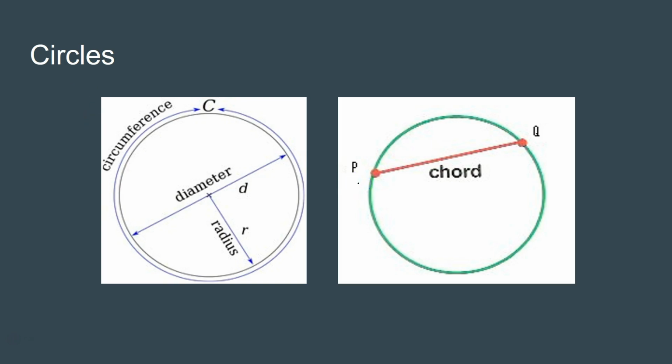The next thing we're going to be talking about is a chord, which is a segment connecting any 2 points on a circle. In our case, we have P and Q, and those will make a line segment, which is also known as a chord. A diameter is the largest chord in the circle, and it passes through the center of the circle. So notice the difference between this chord and this chord known as a diameter. It's the location of it. And then we have the radius, which is half of the diameter.